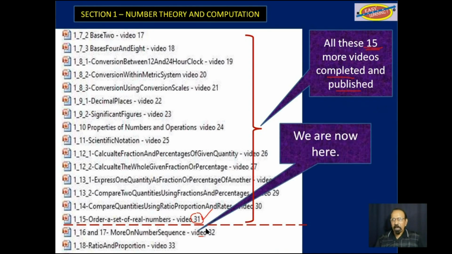Right now, I am doing video 32, more on number sequence, which means that we did some of that before. And after that, we have one more video to do, ratio and proportion, but we did most of that already when we were doing this objective, compare quantities using ratio, proportion, and rates. That was video 30. So this one and the next one would be mainly repeating what we already did before. Maybe one or two new things, but most of it you would have already seen in previous videos.